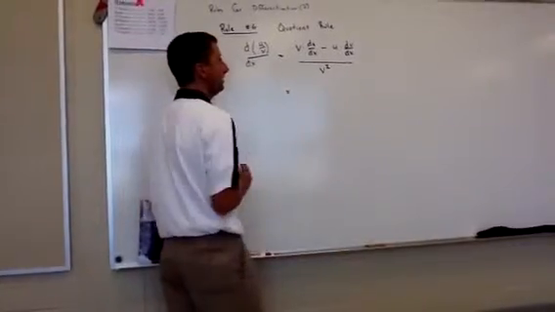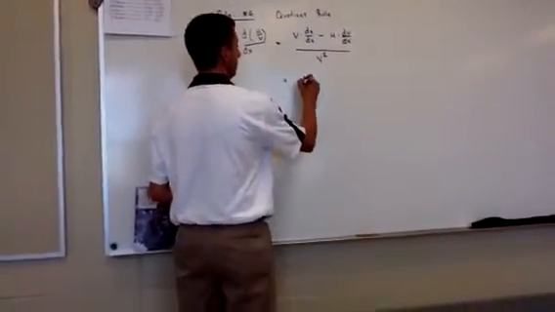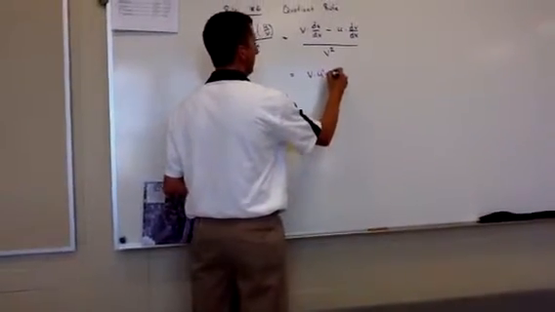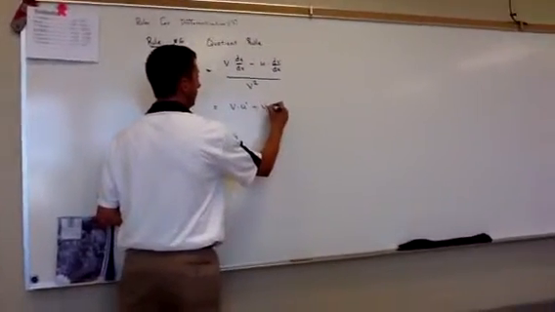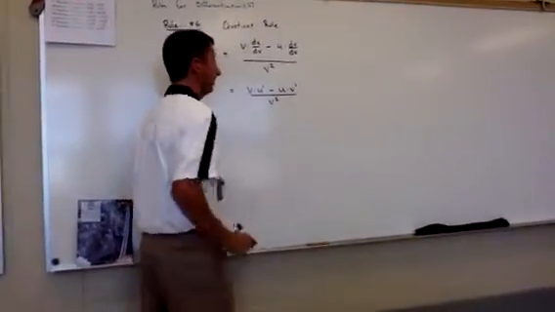But again, this is actually to clean it up a little bit and make it look just a little bit nicer. V times u prime minus u times v prime all over v squared.